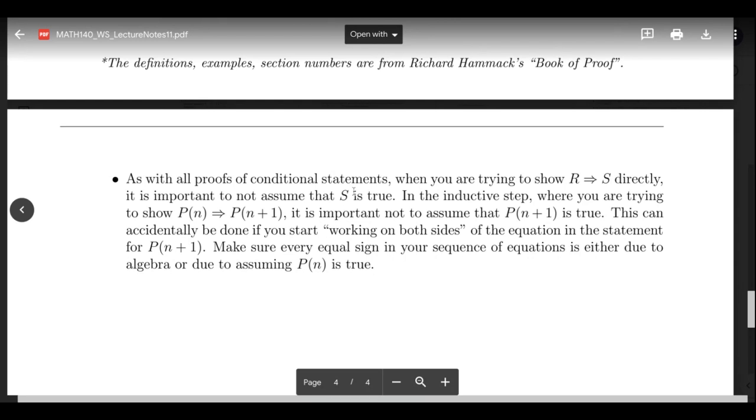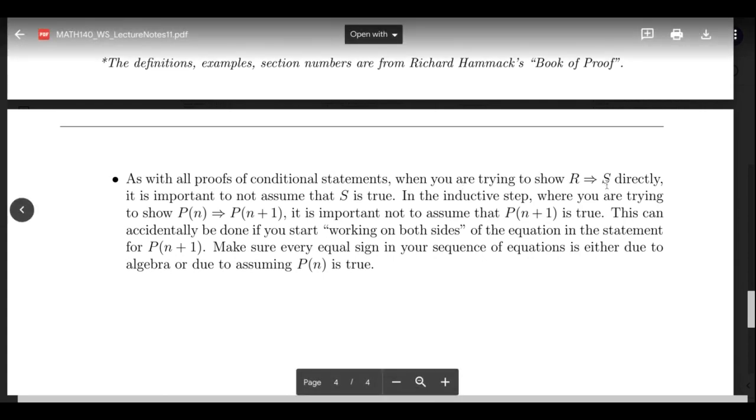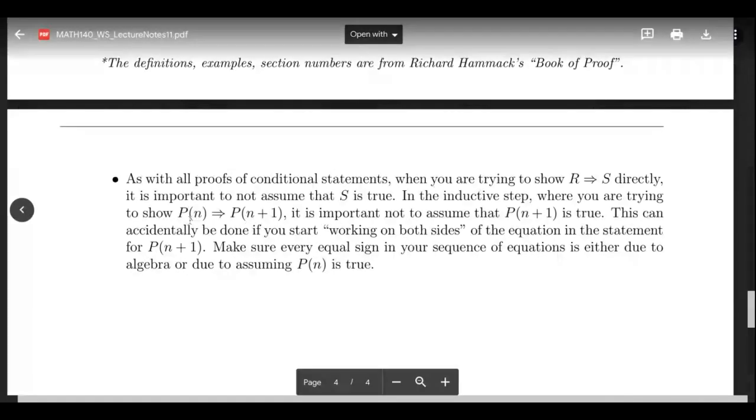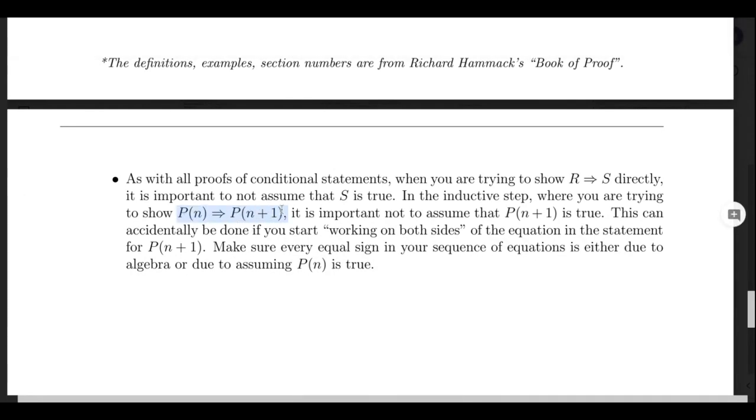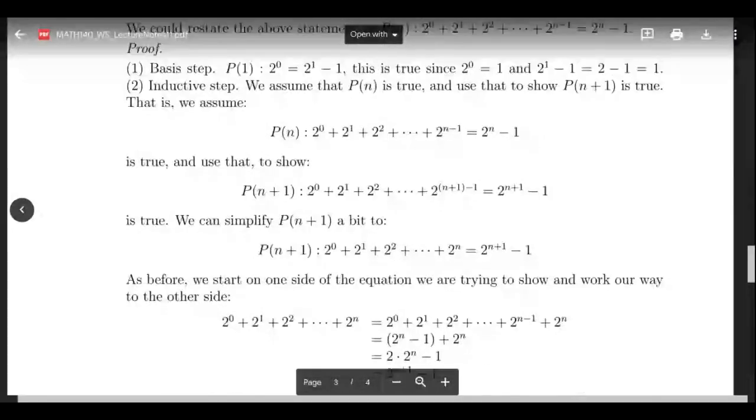Okay, let's read her remark here. As with all proofs of conditional statements, when you are trying to show R implies S directly, it's important not to assume that S is true. In the inductive step, where you are trying to show P of n implies P of n plus 1, it's important not to assume that P of n plus 1 is true. I see. Okay, this is not important.